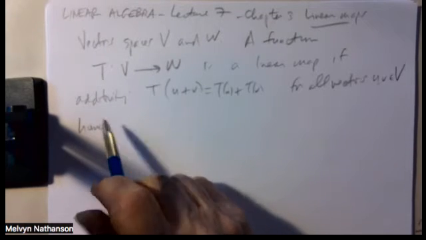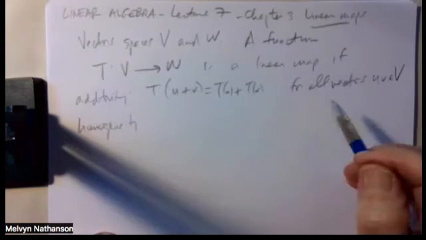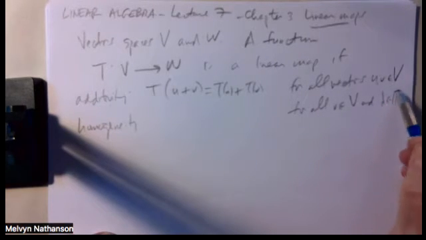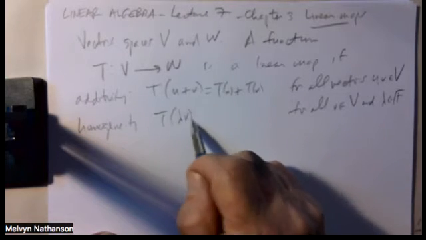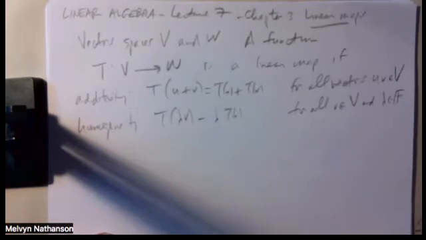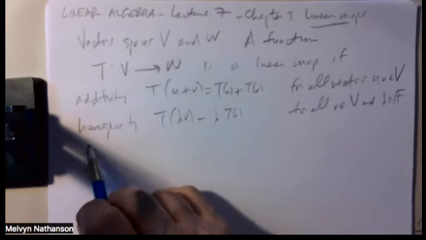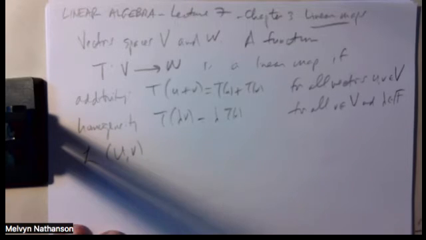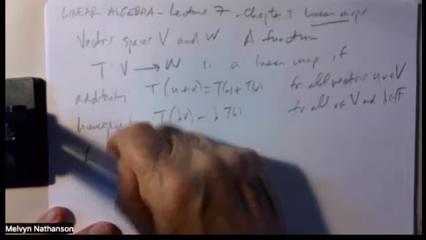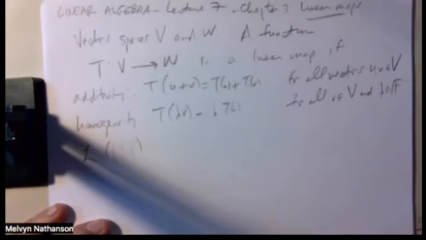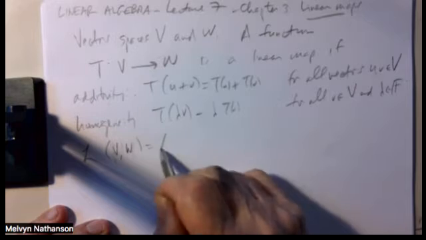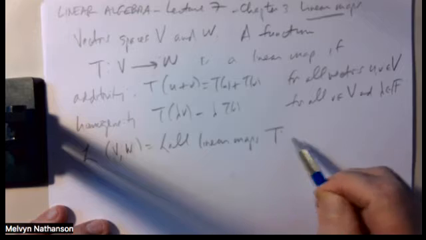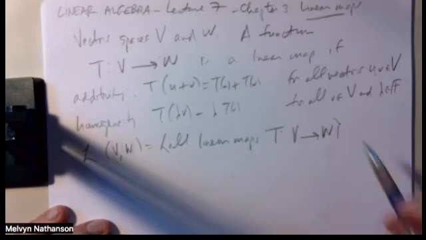And the second property is what we might call homogeneity. For all vectors V, and all scalars lambda in the field F, T of lambda times V is lambda times T of V. And script L of V, W is the set of all linear maps T from V to W.